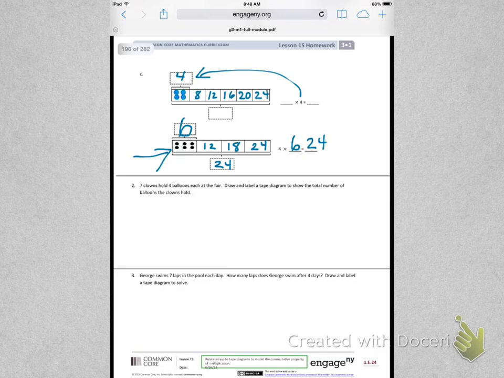Remember, this is commutative property. We're supposed to get the same product because we have the same factors. So our total was 24.